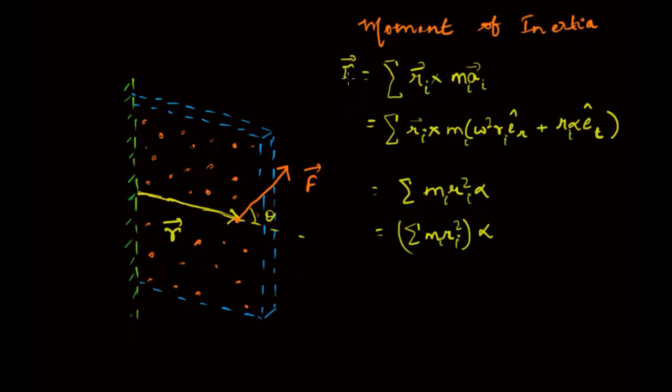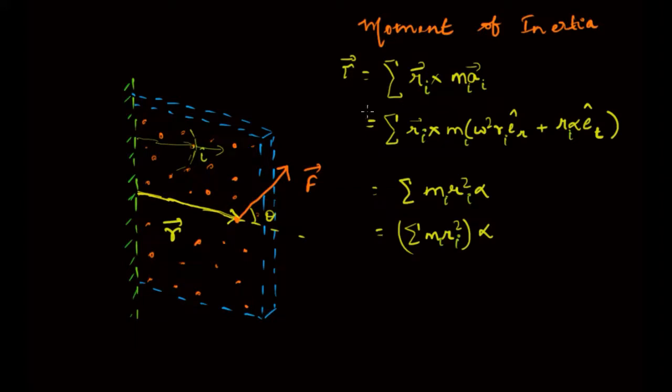So the net torque which acts on the body will be equal to the sum of the torque on each of these particles, right? And what will be the sum of the torque of each of these particles? Let's say this is the ith particle. So the torque on the ith particle will be r vector cross the force which acts on this ith particle. What is the force which acts on the ith particle? That will be the mass times acceleration of the ith particle. And we know that in rotational motion, each particle moves in a circular motion.